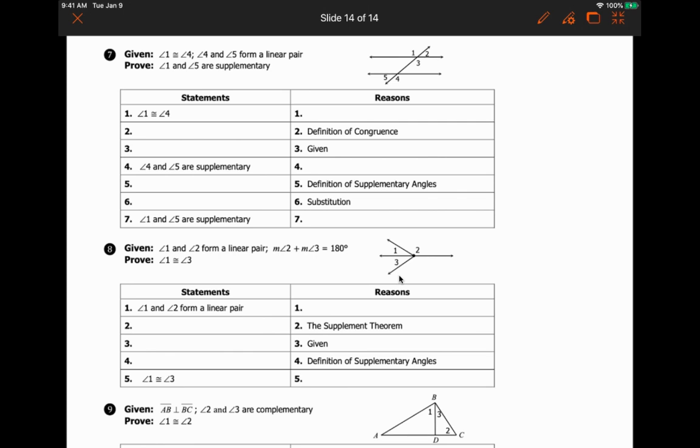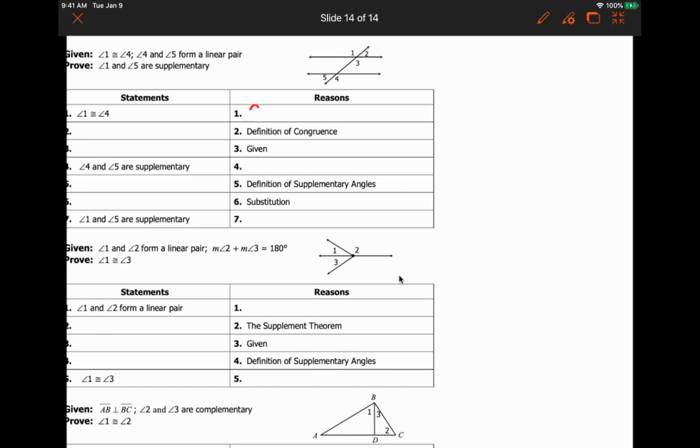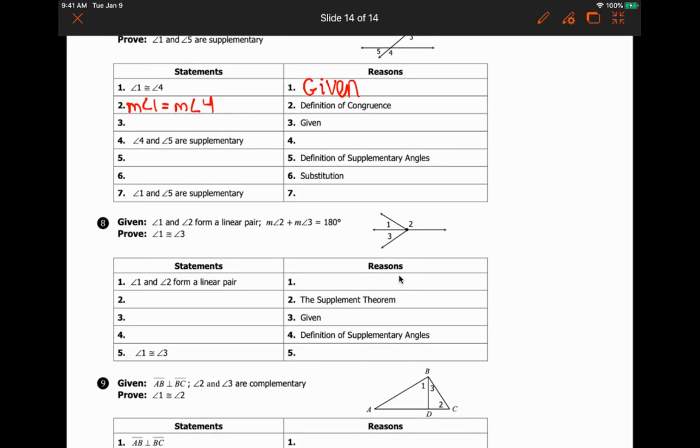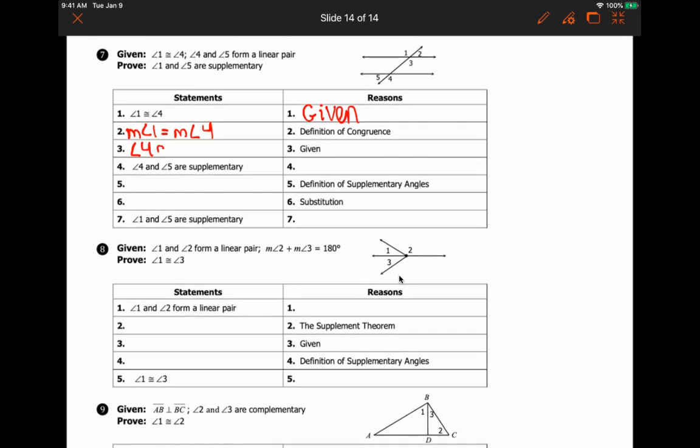So the first one, they tell you angle 1 and angle 4 are congruent. That's given. Then they give you the next step. They want the reason to be definition of congruence. So I would go measure of angle 1 equals measure of angle 4. So just like we've done on a lot of the ones on the previous page. Then they want another given. So the given they're missing is angle 4 and angle 5 form a linear pair.